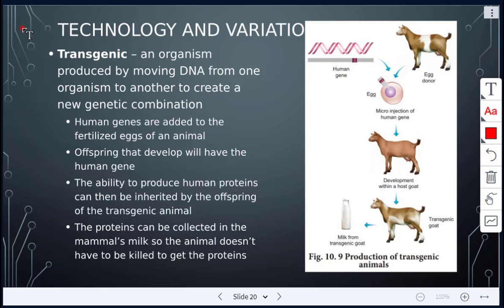So here, when we talk about transgenic, this is an organism that has been produced by moving DNA from one organism to another to create a new genetic combination. So here, in this example, human genes are added to the fertilized eggs of an animal. So we have the human gene. Here was the egg donor. It's a fertilized egg here. And this human gene is added to the fertilized eggs of the animal.